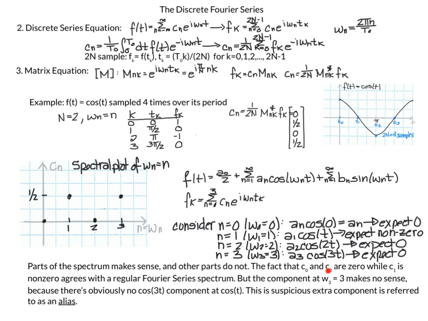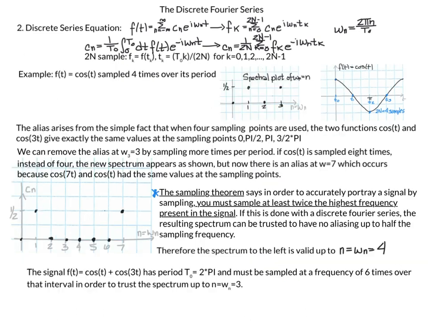But the component at omega 3 equals 3 makes no sense because there's obviously no cosine 3t component of our cosine t function. So this suspicious extra component is referred to as an alias. And the alias arises from the fact that when we had our 4 sampling points, the two functions cosine t and cosine 3t give exactly the same values. So over here, cosine of t and cosine of 3t both have the same value of 0.